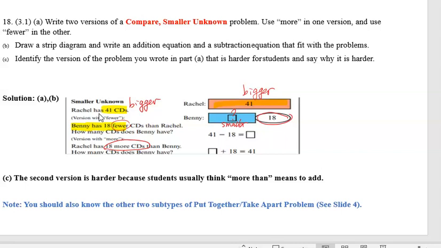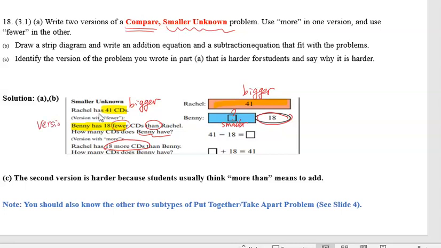First of all, because I use the words fewer than, that tells us it's a compare problem. Secondly, the question is, how many CDs does Benny have? Because Benny has fewer CDs, the number of CDs is a small number, so I am solving for the smaller quantity. That's why this problem is a smaller unknown problem. Now, this is version 1.